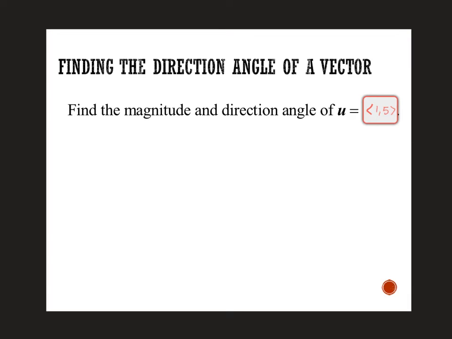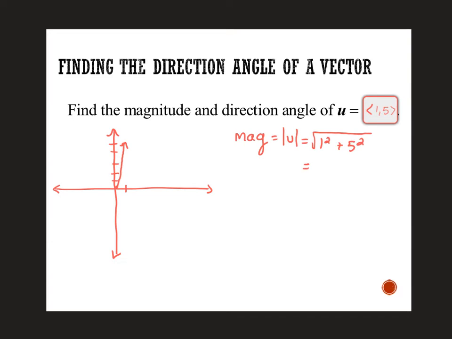Okay, for an example, we're going to find the direction of this vector, but in addition to the direction, I want you to see if you can draw the vector and find the magnitude on your own. Then we'll do the direction angle together. Okay, so I've drawn my vector, and I have my magnitude, which is 5.1. Now we're going to talk about the direction angle.